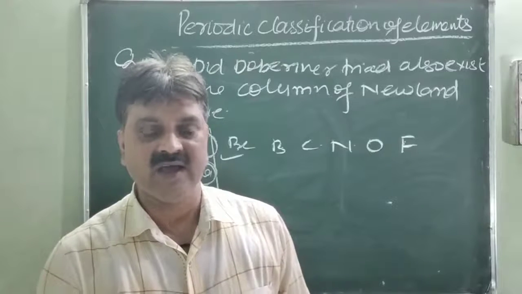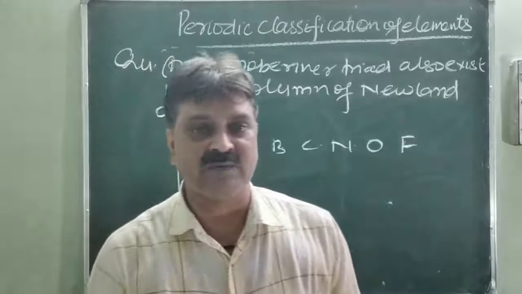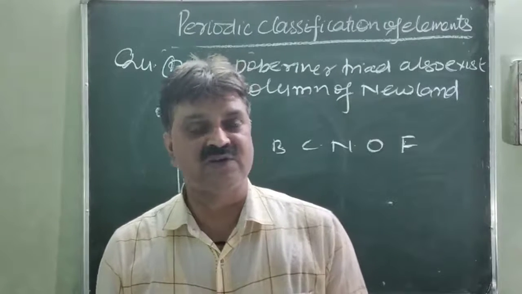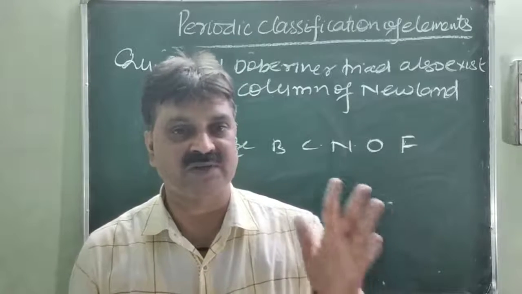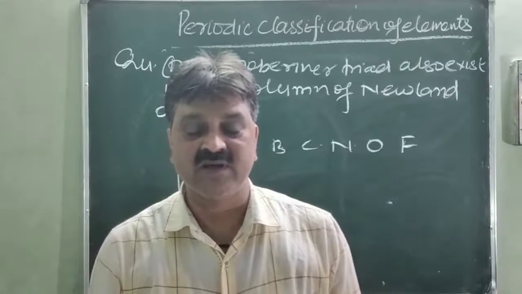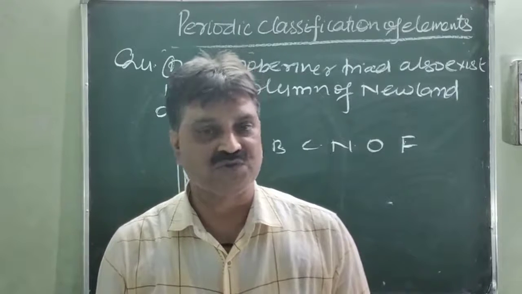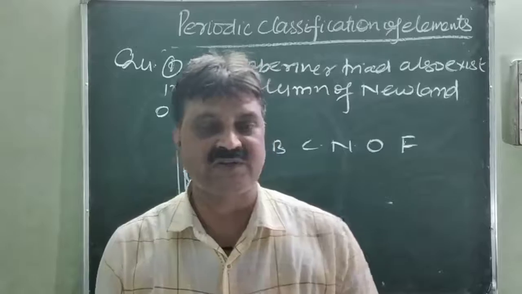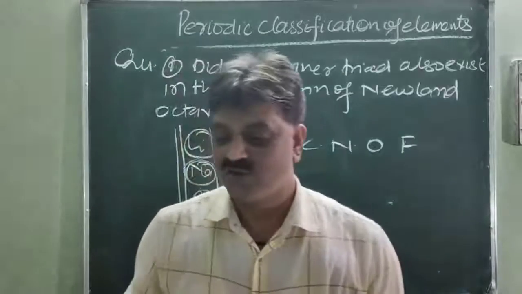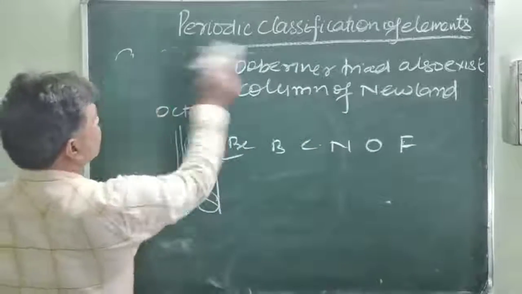Is it clear? Dobereiner's triad rule is based on the increasing order of atomic masses of three elements. The average atomic mass of the first and third elements is roughly equal to the atomic mass of the second element. And in Newland's rule, each eighth element will have the same property when arranged in order of increasing atomic masses, like the Indian musical notes. So these are the different concepts for the classification of elements, Newland's octave rule as well as Dobereiner's triad rule. The next question is: what were the limitations of Dobereiner's triad rule?